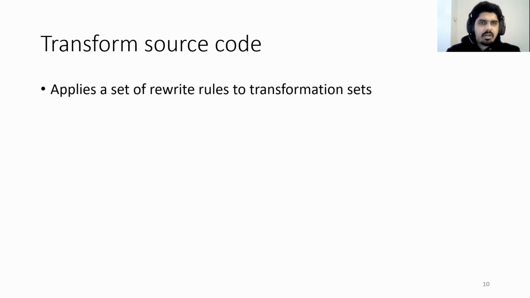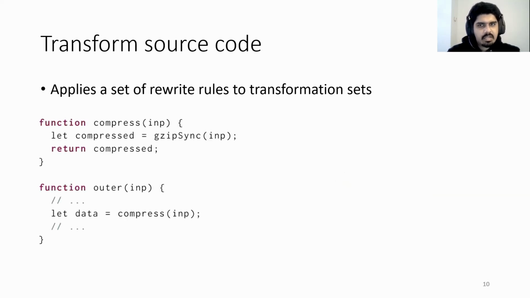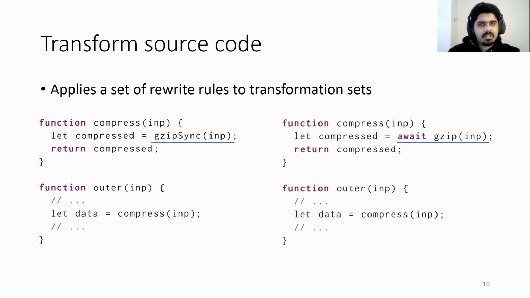We have a set of rewrite rules that we apply to each node within our transformation set. To get a more formal definition of the rewrite rules, you can have a look at the paper. But in essence, say for example we have a function compress calling gzipSync, and compress being called within an outer function. We have already identified the gzipSync function and the transformation set for it. We would apply some transformations based on what the particular node is. In this example, gzipSync would get transformed to an awaited call to a promise-based gzip function.